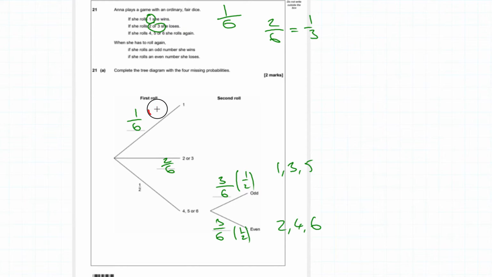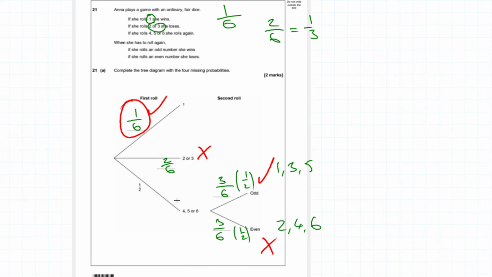So 1 over 6, she wins, that's a tick. 2 over 6, she loses. And then if she gets an odd number, she wins. If she gets an even number, she loses. So we can find out the probability of this one. So for example, the probability of winning is 1 over 6. So probability of a win is equal to 1 over 6 plus.